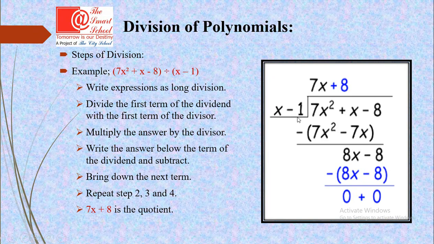Here x minus 1 will multiply by 7x, so it will come 7x square minus 7x, and 7x square is cancelled by minus 7x square, so there is nothing left, and plus x minus minus will be plus, so plus 7x will be 8x and minus 8 will come as it is. Now x minus 1 will be multiplied by 8 to get 8x minus 8, and when we subtract, there is nothing left. So division is completed, and the quotient is 7x plus 8, which is written over here also.